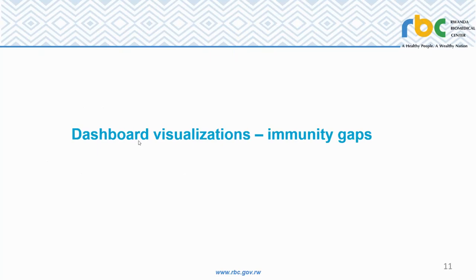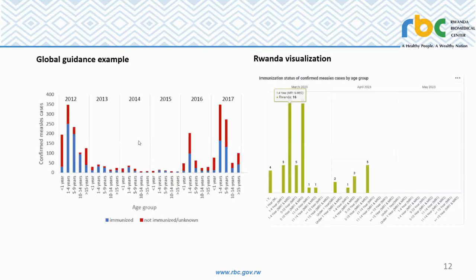For purposes of time, I won't go through all the visualizations that we developed, but I will try to illustrate a few. For instance, here we see on the left-hand side an indicator for measles confirmed cases by age group and in multiple timelines by year.